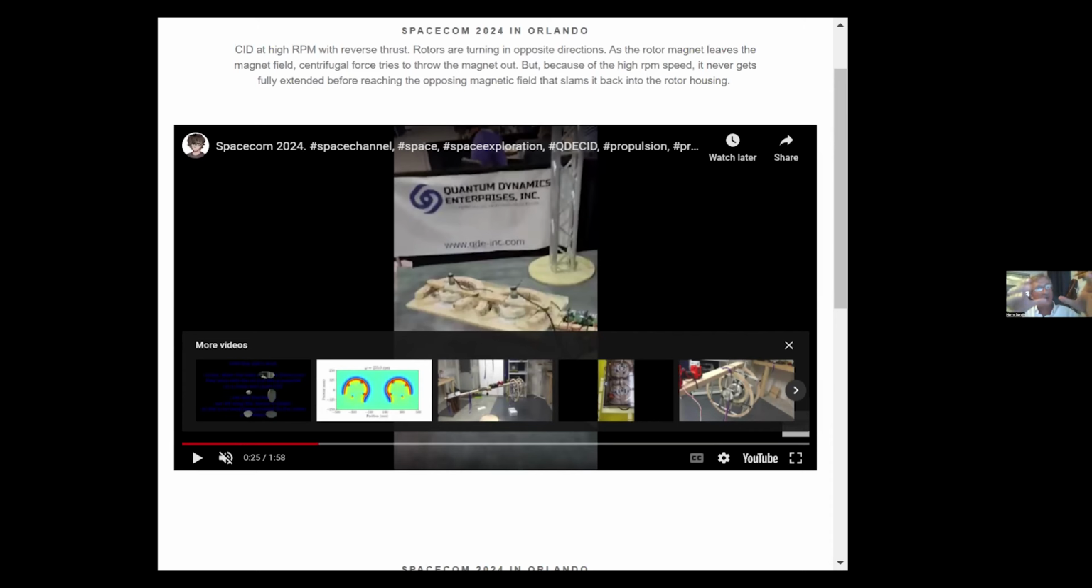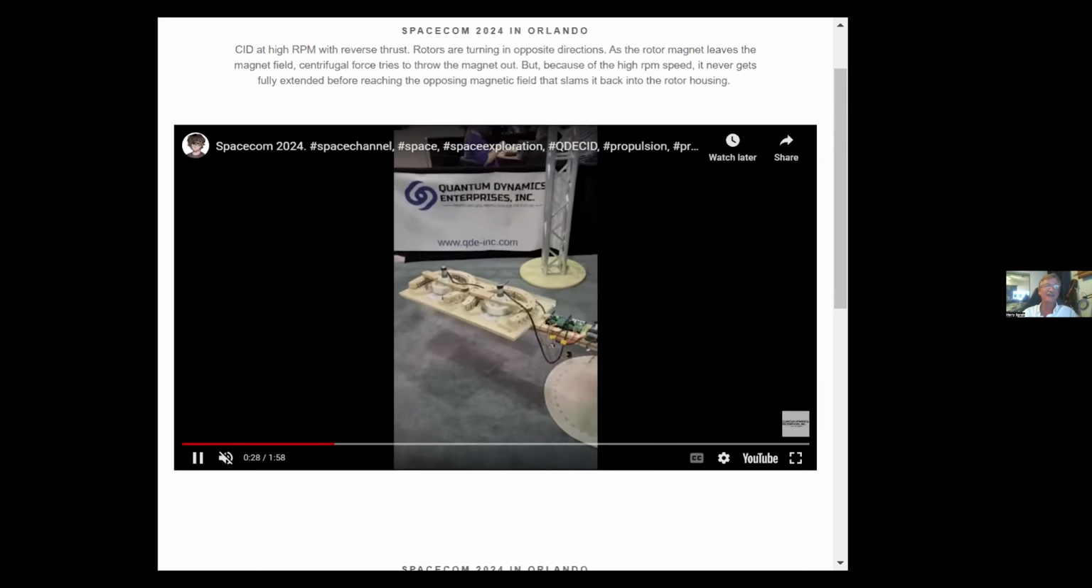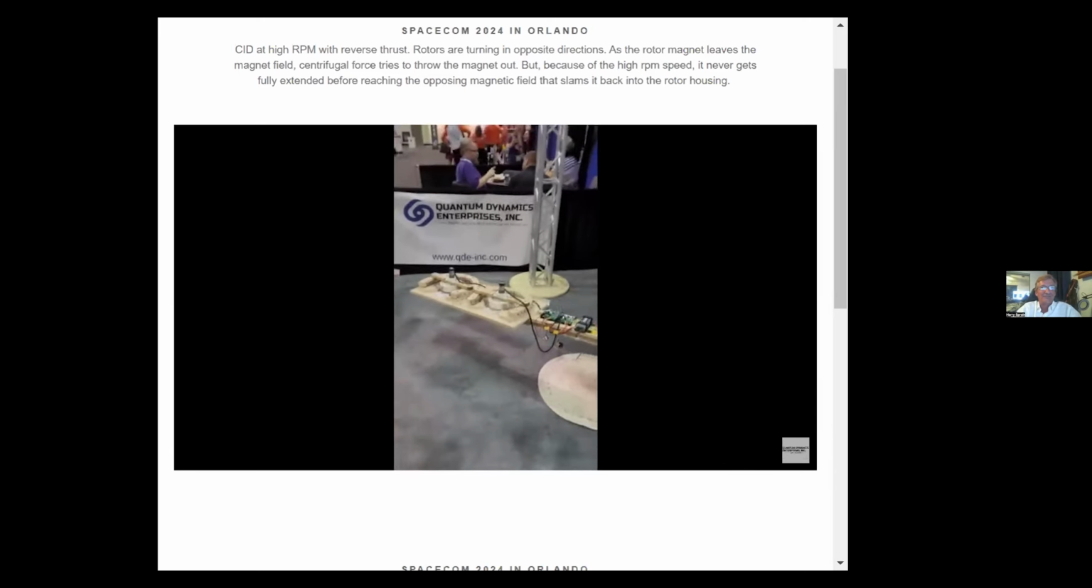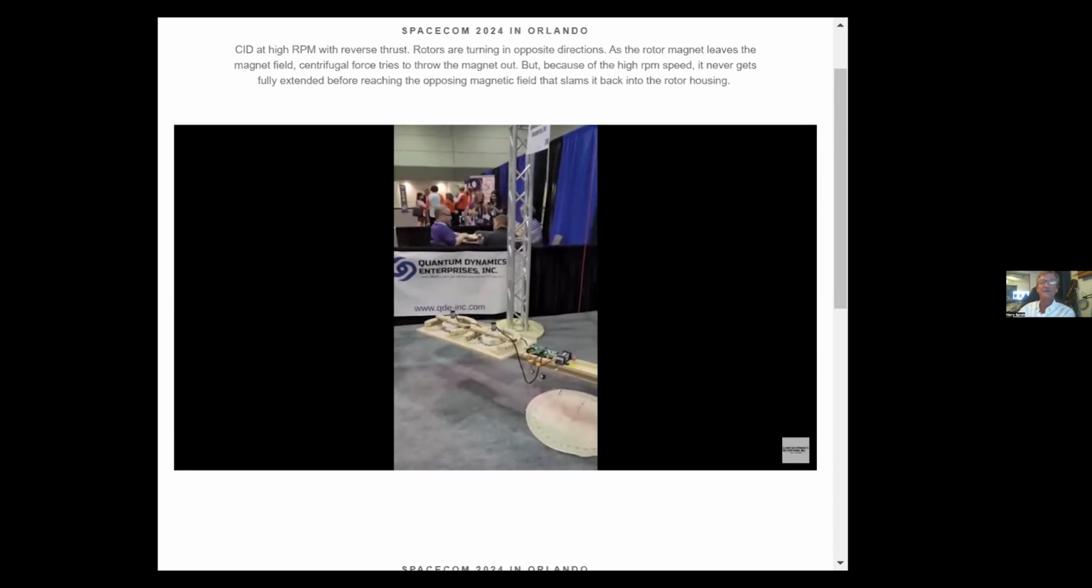But if I slow the RPM speed down, it reverses. The arm is thrown out with more force than the magnetic field, and it turns around and goes the opposite direction on the torsion balance. And it also proves propellantless propulsion because they're turning the same exact direction. I haven't done anything but change their RPM speed.